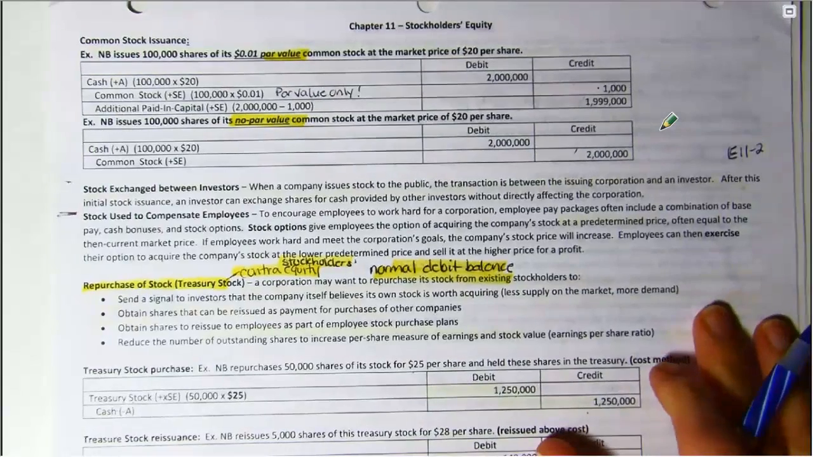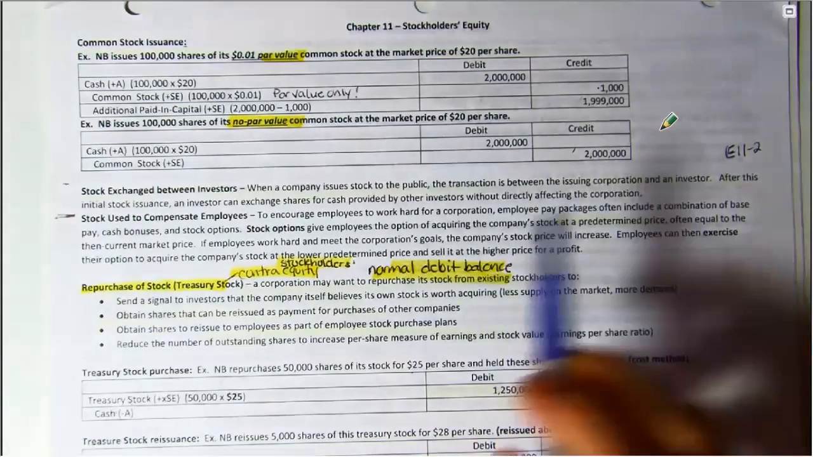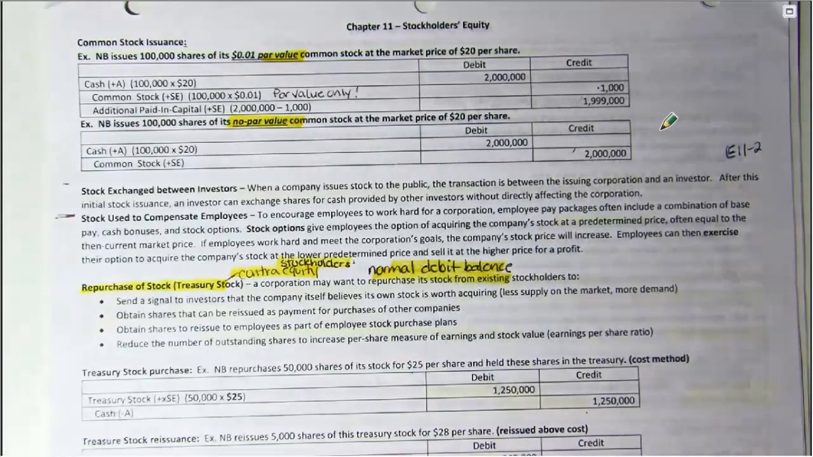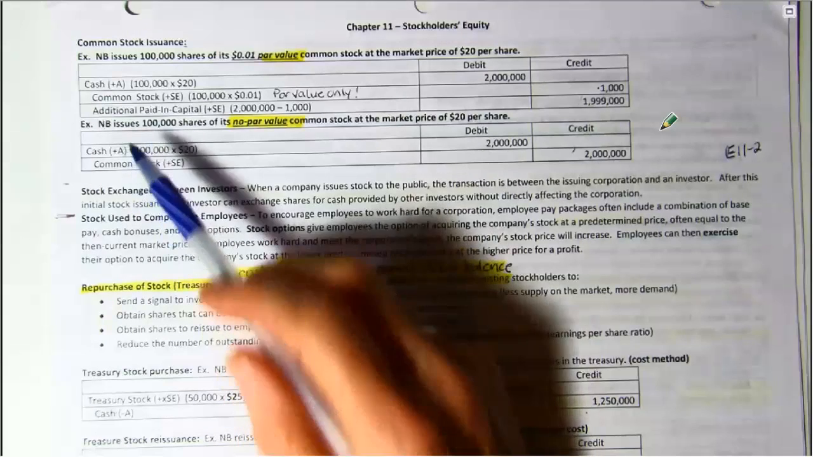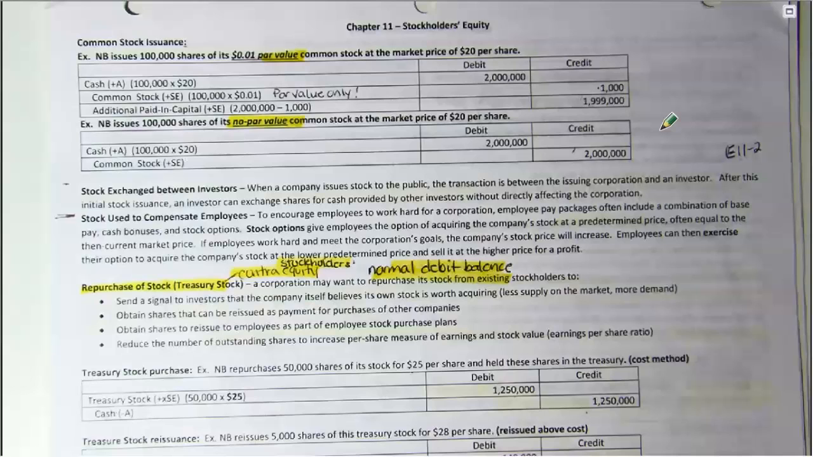So once a company issues stock to the public and it's in their hands, then any buying and selling of that stock is between investors, and the corporation does not get involved other than to keep track of who owns it. So let's go back to this issuance here. NB issues 100,000 shares of no par common stock. So let's say that stock was issued to George Jones, okay?